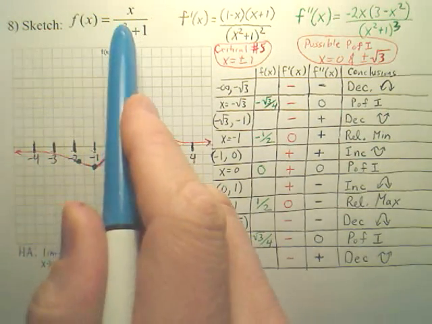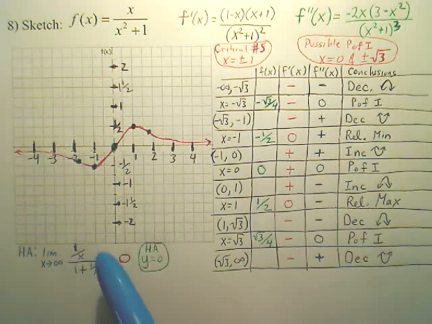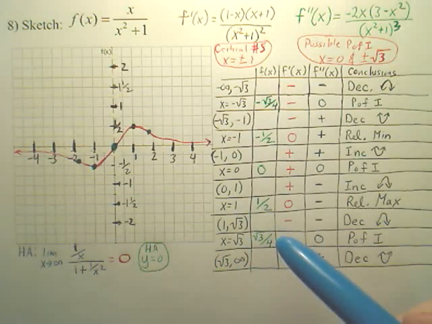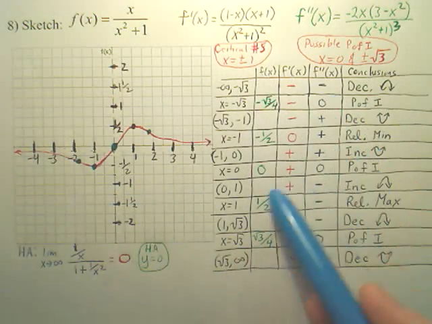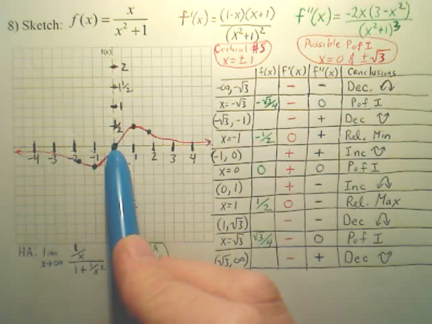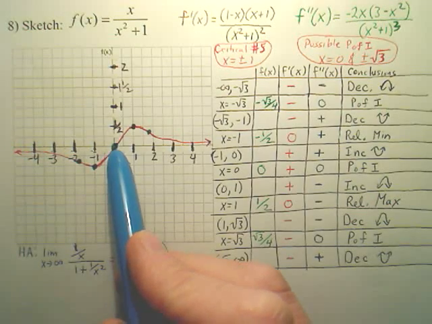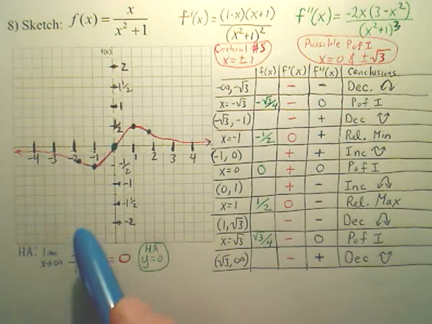Alright, we're going to sketch this. The first step would be basically to find your x and y intercepts. I did not show the work here, but there's only one right there in the middle. That's your x and your y intercept. Then we want to find asymptotes.